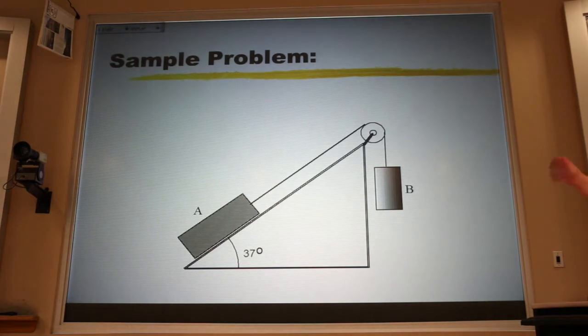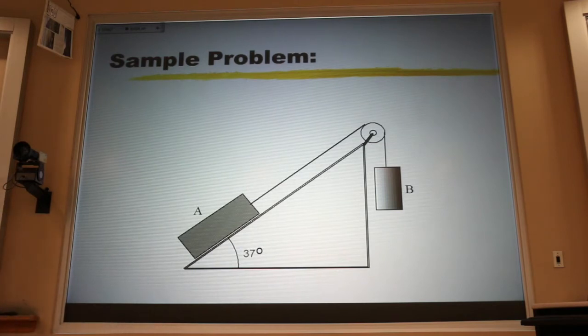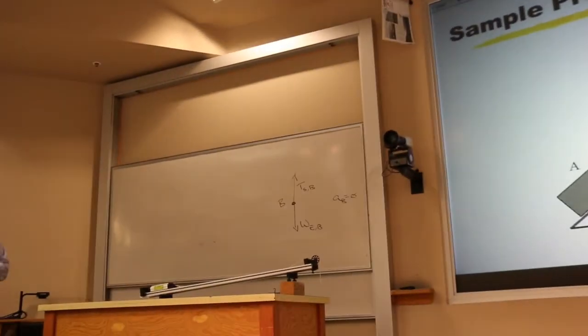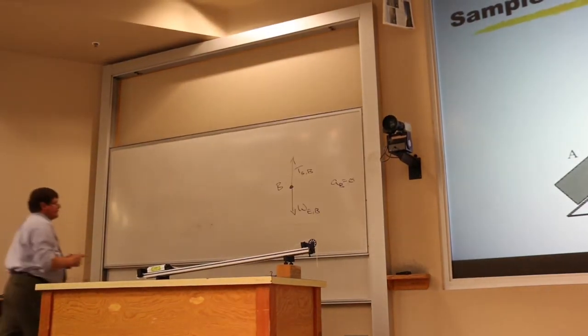Now, last day, we didn't have time to finish this problem. Let's finish it now. Let me remind you what the free body diagrams for A and B look like. B had just a weight force and a tension force, and this diagram had to scream 0 because we were told that A was moving up the frictionless ramp at constant velocity. Well, that means that B is descending at constant velocity.